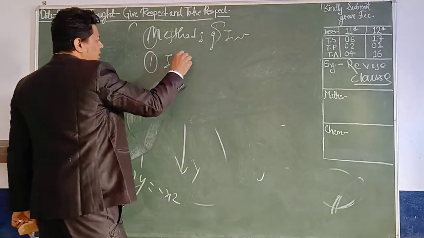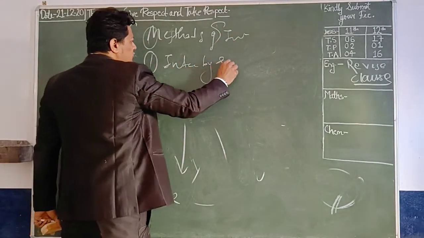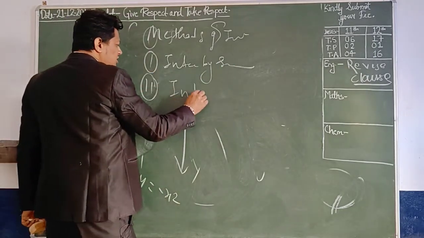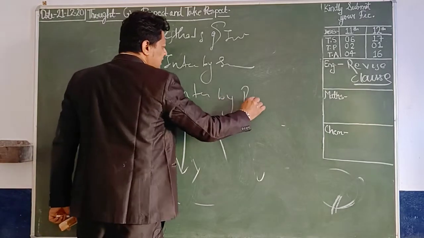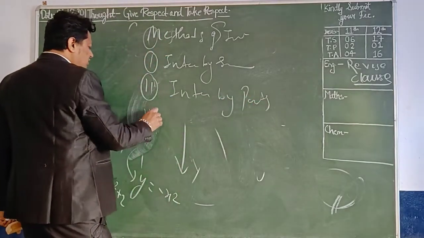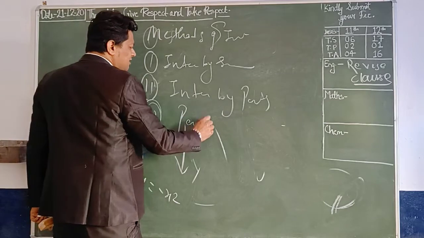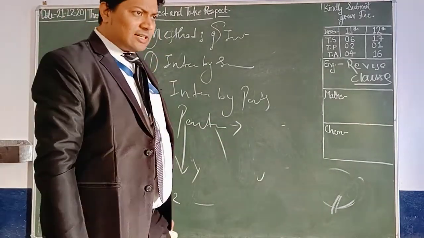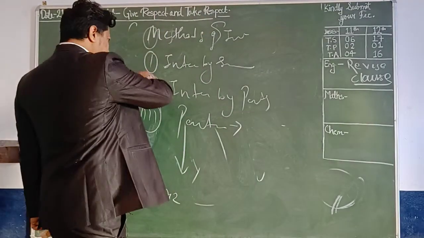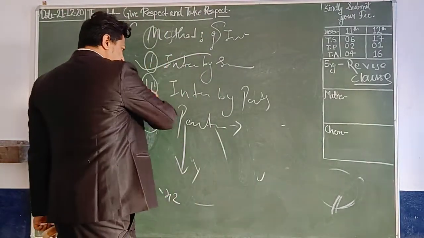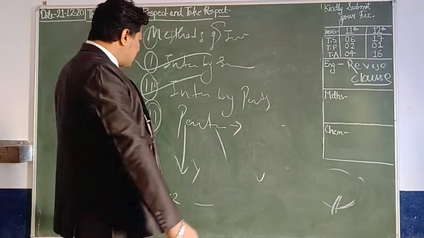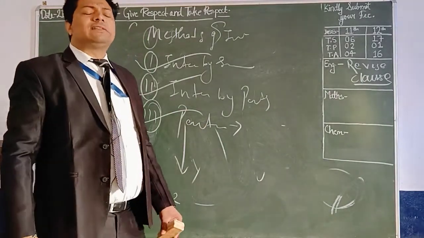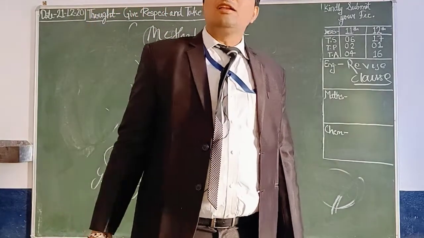The first is the integration by substitution method. The second is integration by parts. And the third is partial fractions, which is the integration of rational functions. Is it clear? The first method is integration by substitution, the second is integration by parts, and the third is partial fraction, or you can say integration of rational function.